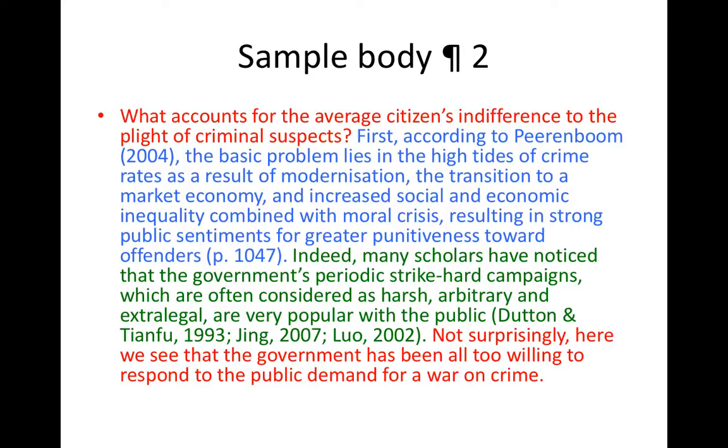What accounts for the average citizen's indifference to the plight of criminal suspects? First, according to Peerenboom 2004, the basic problem lies in the high tides of crime rates as a result of modernization, the transition to a market economy, and increased social and economic inequality combined with moral crisis, resulting in strong public sentiments for greater punitiveness toward offenders. Indeed, many scholars have noticed that the government's periodic strike-hard campaigns, which are often considered as harsh, arbitrary, and extra-legal, are very popular with the public. Citation at the end. Not surprisingly, here we see that the government has been all too willing to respond to the public demand for a war on crime.